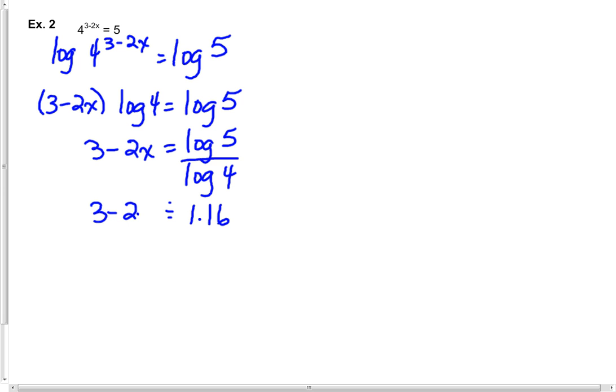And then I continue to solve like I always have. I'm going to subtract 3 from both sides, minus 1.84. Divide both sides by negative 2, approximately 0.92.